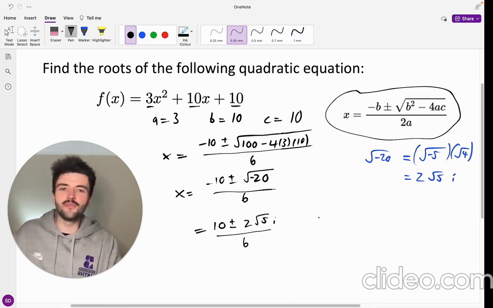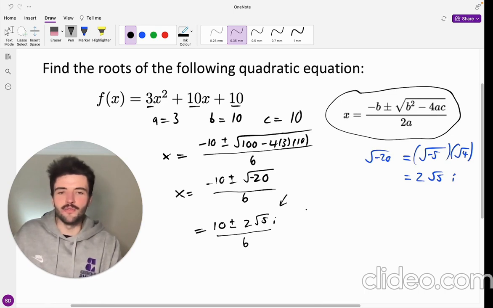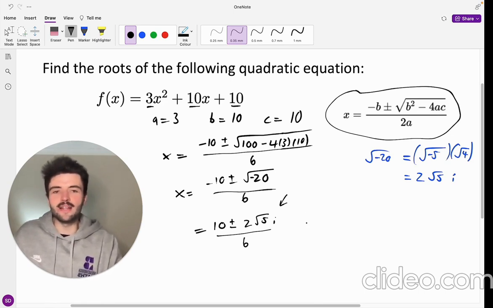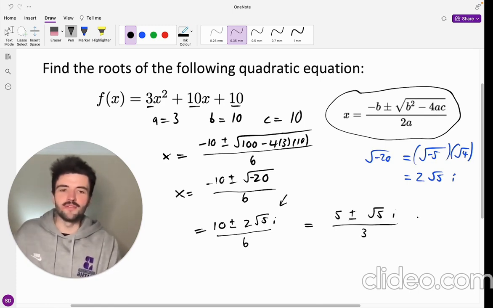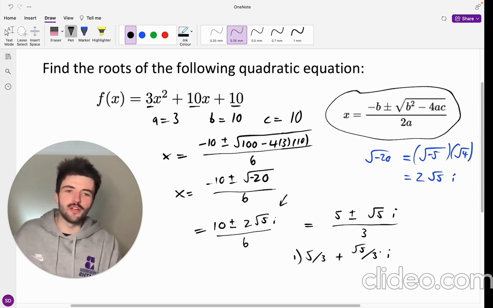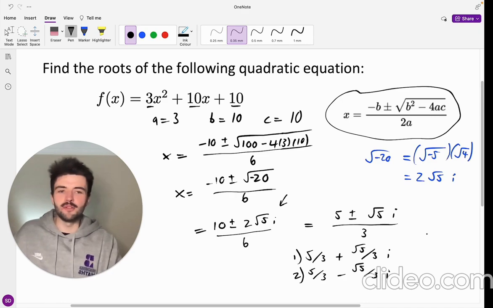And so to continue with finding our roots, we can just plug this back in. So now we've got a 2 root 5i on the top, and the last step is just going to be to first of all divide everywhere by 2, which is going to give us 5 plus or minus root 5i all over 3, and then lastly we can just separate our roots. So our first one is 5 over 3 plus root 5 over 3i, and our second is going to be the same thing but just with a minus in the middle.